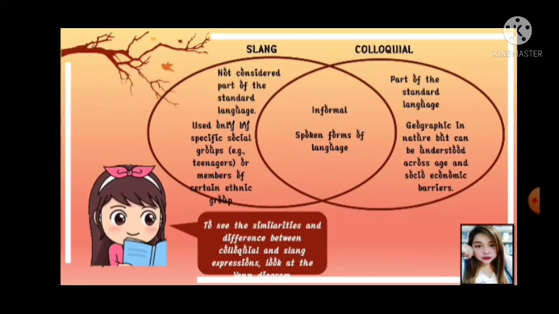I hope you understand the difference between slang and colloquial languages. I hope you are able to understand now the difference between slang and colloquial language.